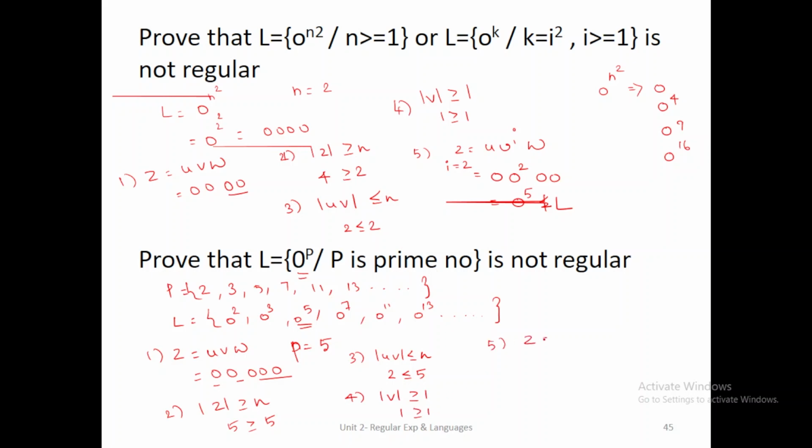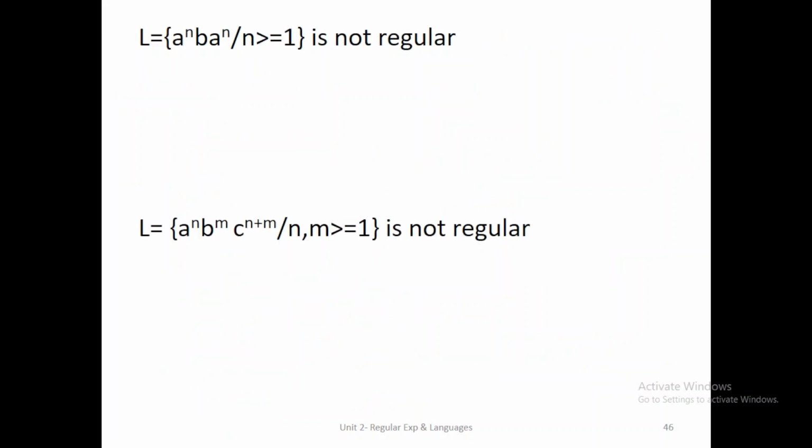What is your fifth condition? Z equal to U V power I W. So if I am taking I is equal to 2, it will be written as single 0 squared and then 3 zeros. So what is it? It is 0 power 6, which is not a prime number. So the given language is not regular by using the pumping lemma technique.